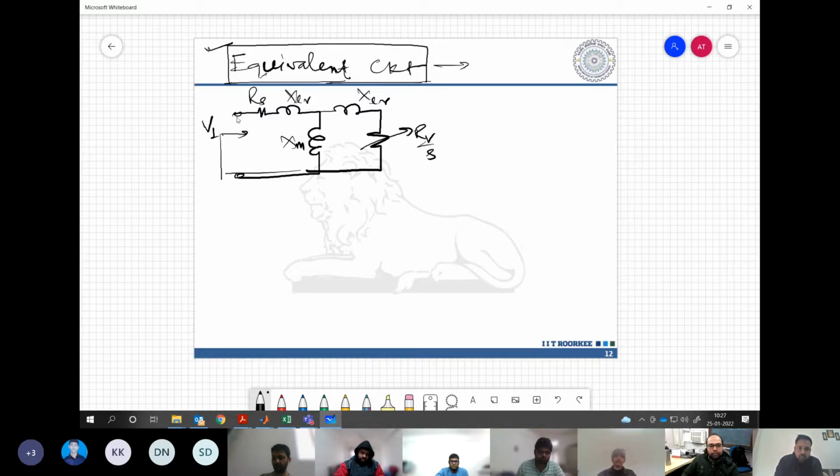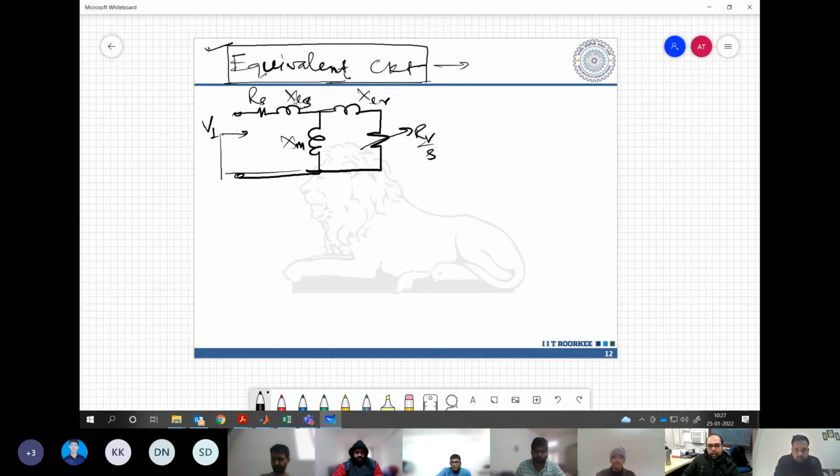Quickly. RS is stator resistance. XLS is stator inductance, no, reactance. This we call stator leakage reactance. Now this is not inductance. This is not L. This is X.